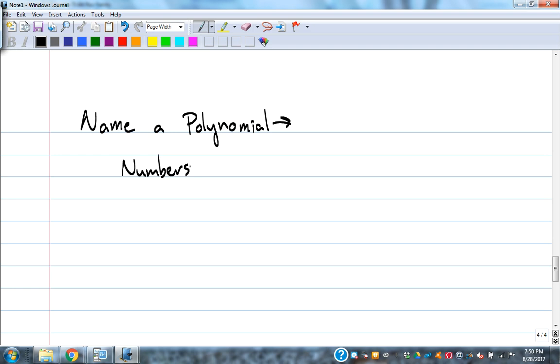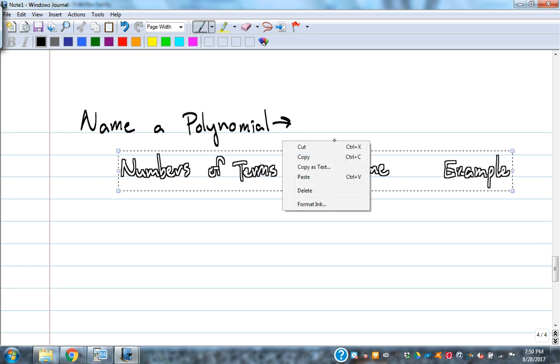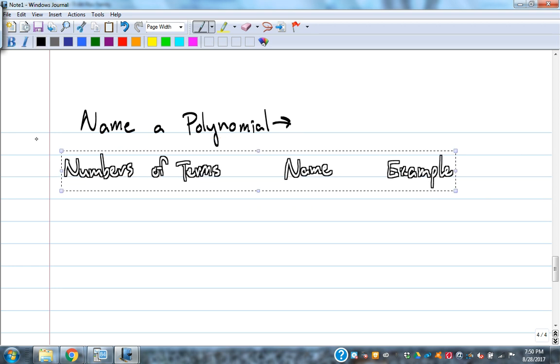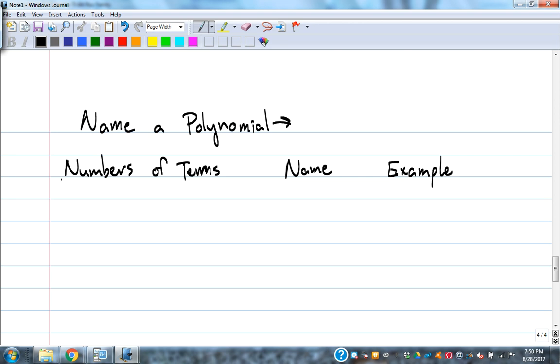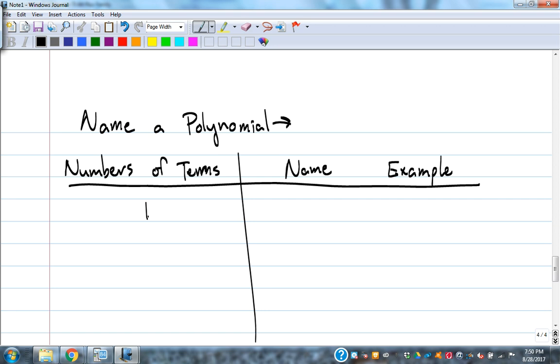Naming a polynomial is based on the number of terms. And we'll do an example. So we're going to make a little chart here because I like charts. Organization is a wonderful thing. Lack of it is not. So if it's got a certain number of terms, it has a certain name. If it has one term, it's called a monomial.